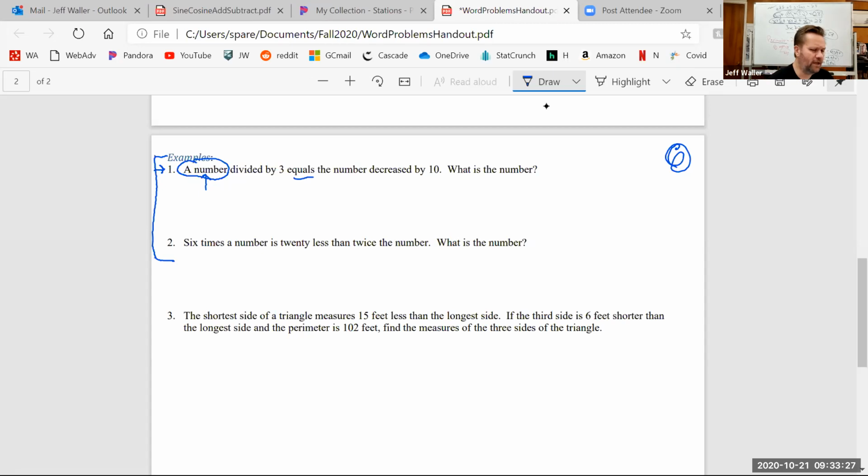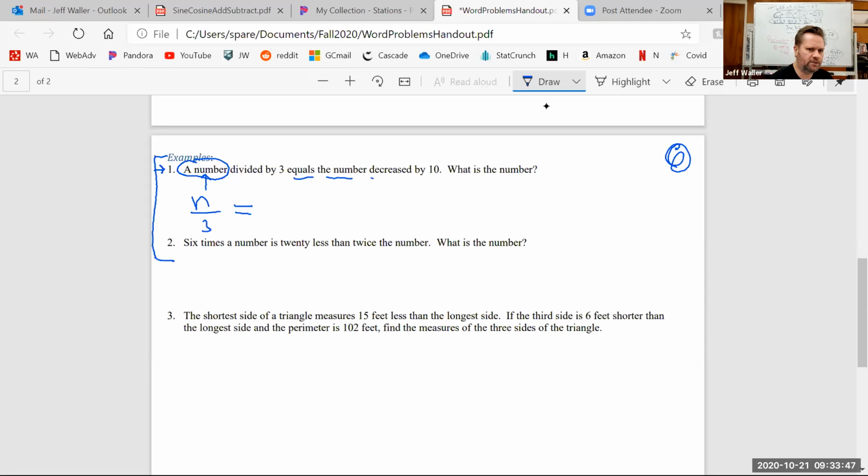N. Well, we don't know what the number is, so we can call it whatever we want. We're going to call it N. So the number divided by 3. How do I write that? Incredibly enough, I just do it like that, right? Is everybody with me? The number divided by 3 equals, okay, that's nice.